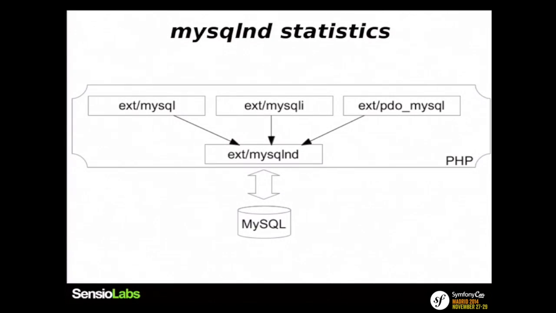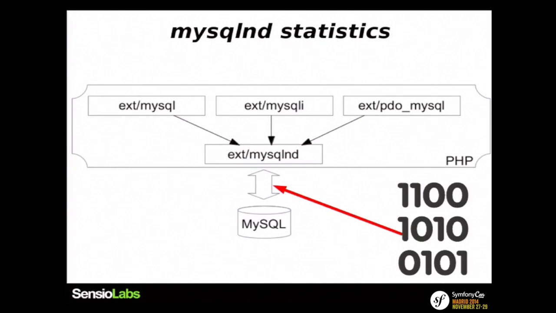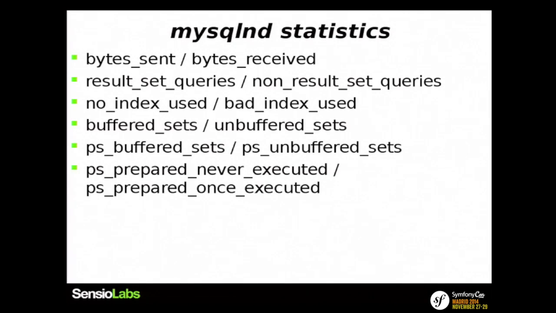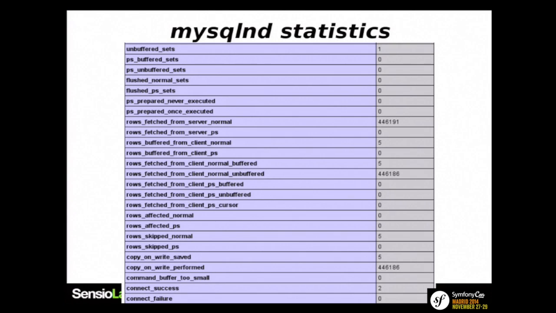Second point is statistics. As mysqlnd on the PHP side can communicate with MySQL, why not hook there and see whatever happens? Things like bytes sent, bytes received, result set queries, no index used, bad index used, buffered queries, prepared statement buffered sets, and things like that. You have many statistics you can use. You can see them as well from the PHP information if you want to. Copy-on-write performed, copy-on-write saved: this is whenever it saves memory for you.